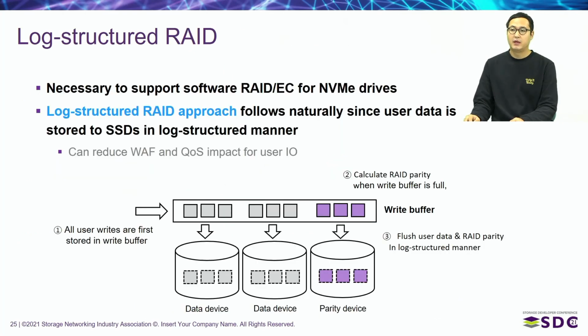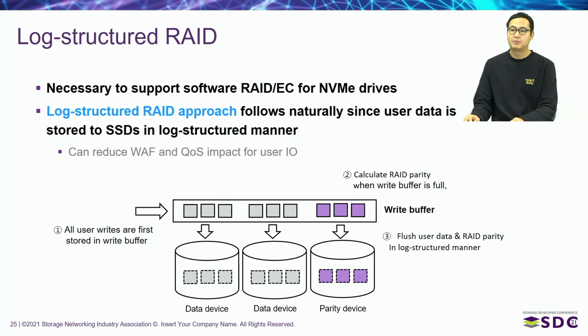Let me explain software RAID of PoseidonOS. Since EDSFF can provide ultra-high capacity up to 128 terabytes in a single drive, it is necessary to provide a fault tolerance method when an NVMe drive fails. Since hardware RAID cards for NVMe SSDs have not become popular yet, software RAID or erasure coding can be a good candidate. We chose a log-structured RAID approach because we store the user data to SSDs in a log-structured manner. Log-structured RAID follows naturally.